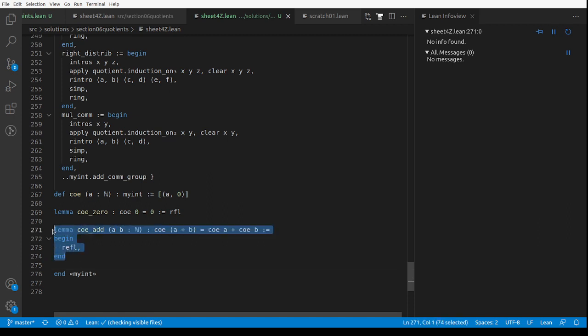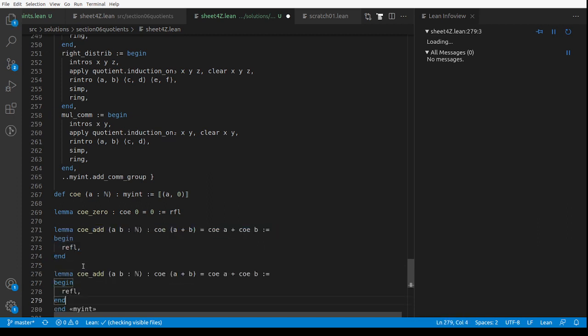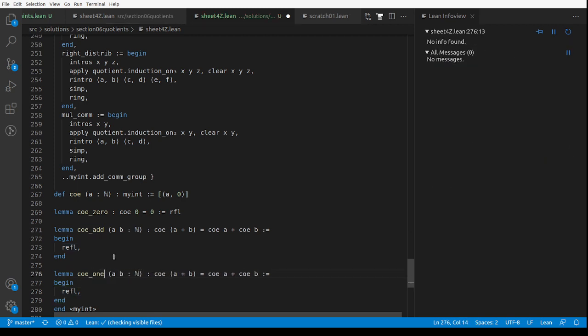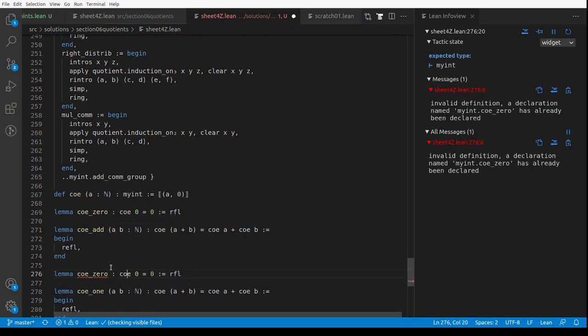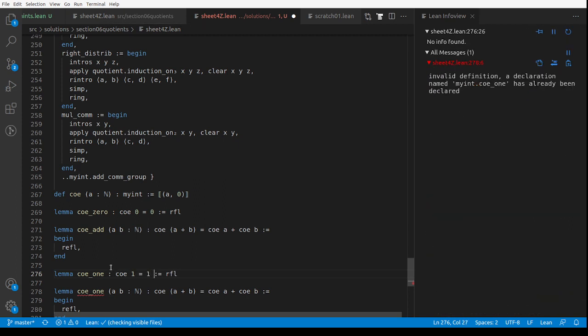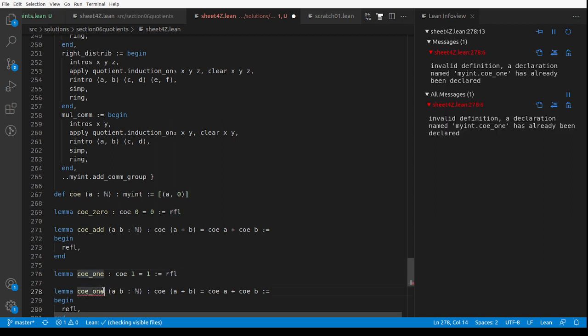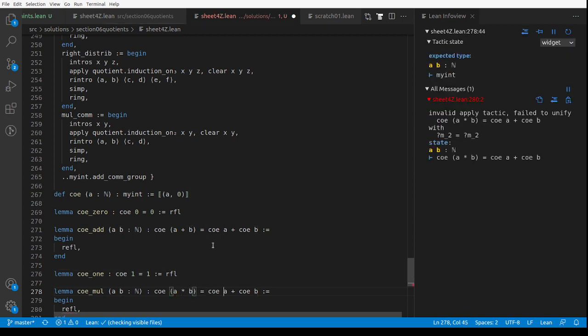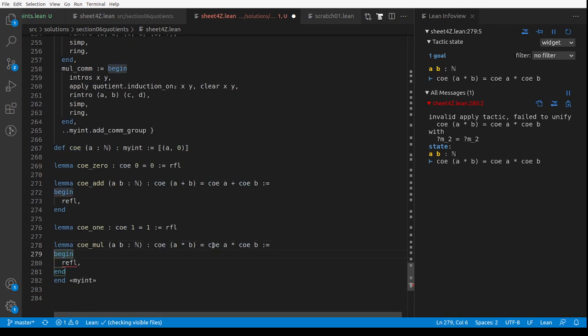I bet coe_mul won't be though. Let's try coe_mul. Let's do coe 1 first. Let's copy this one. Coe 1 says that coe 1 is 1. Yeah. That's just term mode. I mean, that's begin refl end. And then coe_mul. I suspect this won't be refl, so we might have to do some work here. Coe of a times b is coe of a times coe of b. Yeah, refl didn't work. So now we're going to have to do some work.